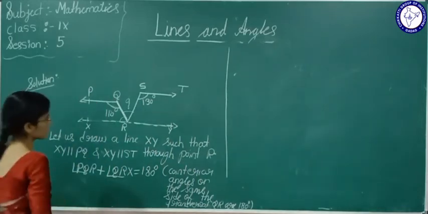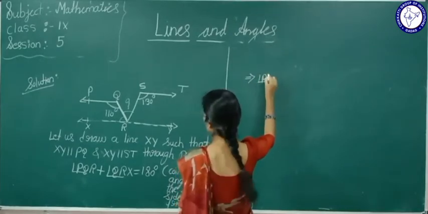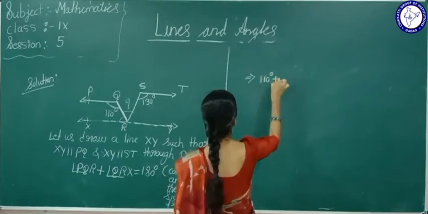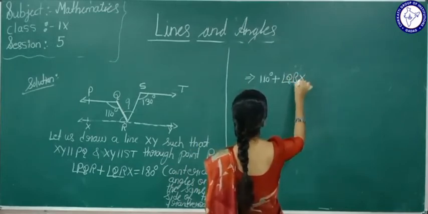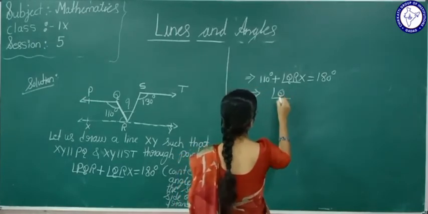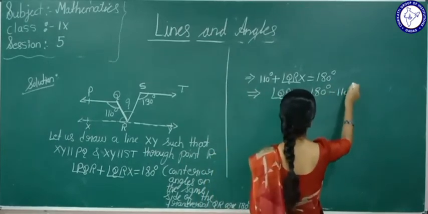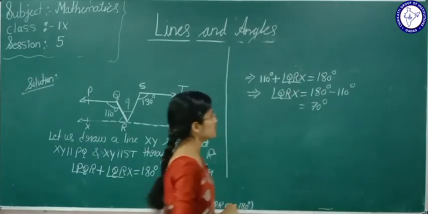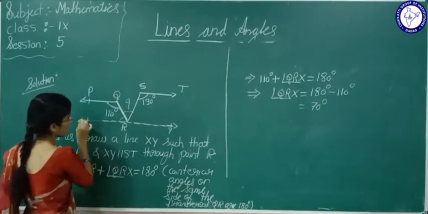Now see here, we will substitute the value. So this implies angle PQR, what is given for angle PQR? They have given angle PQR is 110 degrees. 110 degrees plus angle QRX is equal to 180 degrees. This implies angle QRX is equal to 180 degrees minus 110 degrees. It will be 70 degrees. Now we got this angle QRX.